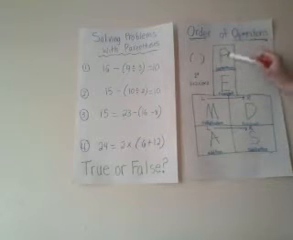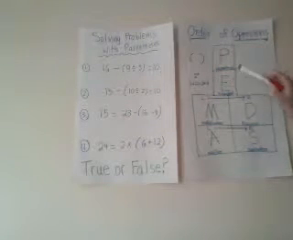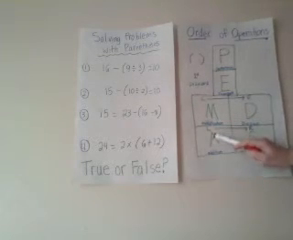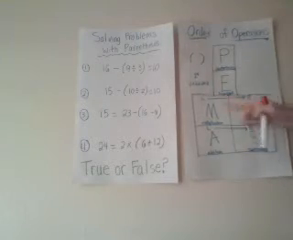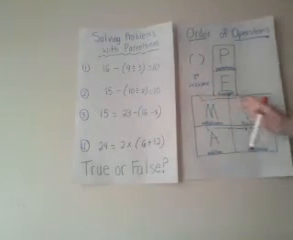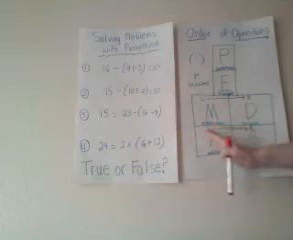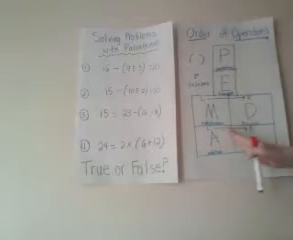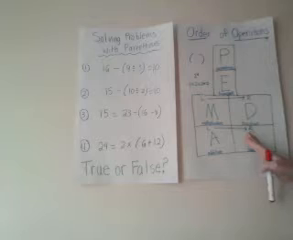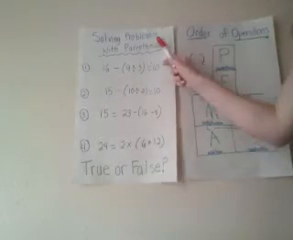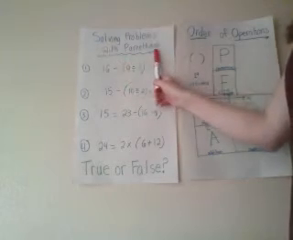We have P for parentheses, E for exponents, then M for multiplication, D for division, and then A for addition and S for subtraction. If you recall, M and D are on the same level because you work left to right. And then addition and subtraction are on the same level because you work left to right again. And so today we are going to specifically talk about solving problems with parentheses.